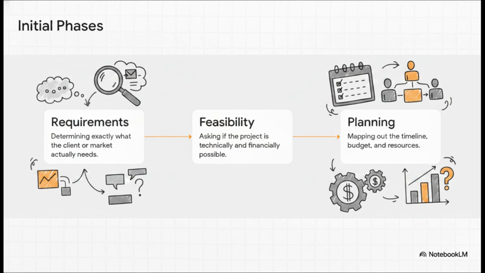Why? Because this is where the planners protect the builders from scope creep and totally impossible expectations. It's pure risk mitigation. By mapping out what is actually technically and financially possible, they build a firewall against wasted resources and set a timeline that the team can actually hit.